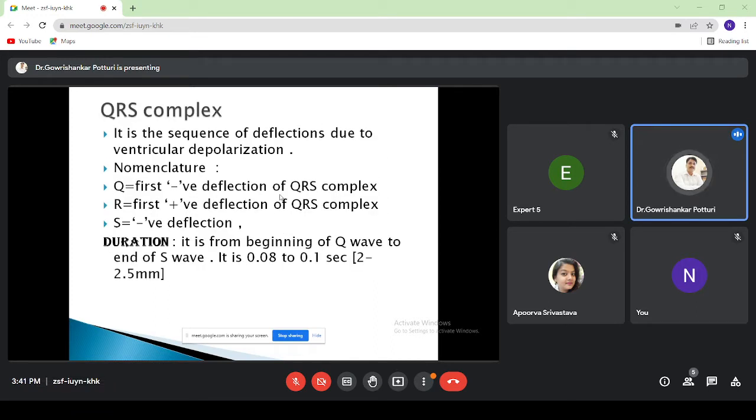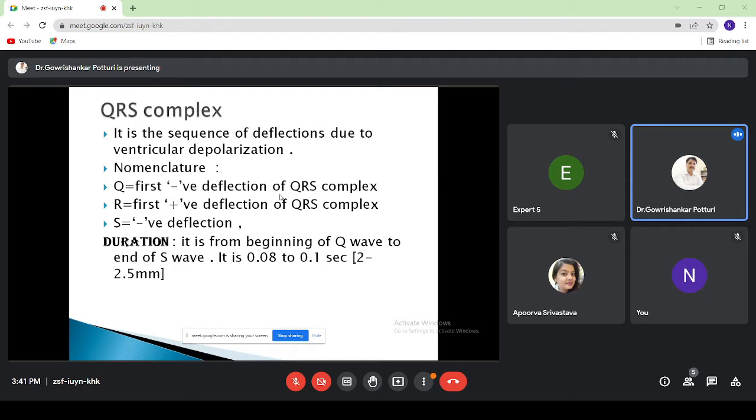it is the sequence of deflections due to ventricular depolarization. Whenever the ventricles depolarize, your QRS complex is formed. It has three waves: Q wave, R wave, S wave. The Q wave is the first negative deflection of the QRS complex, that means this wave will be below the isoelectric line. The R wave is the first positive deflection, that means this wave is present above the isoelectric line. The S wave is again a negative deflection, that is, it is below the isoelectric line.